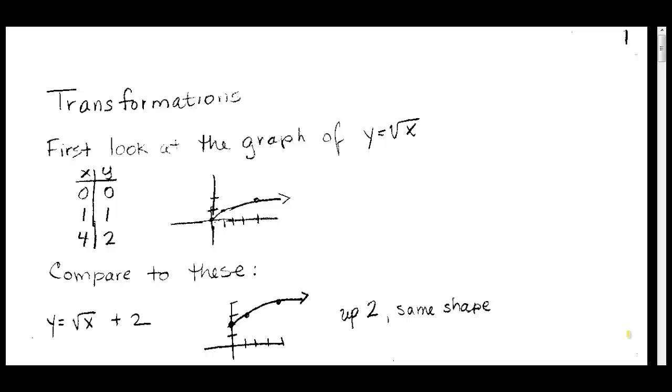Hello, we're going to look at transformations. One of the most useful graphs when you first look at transformations is the graph of y equals square root of x. We'll come back to the handy points of (0, 0), (1, 1), and (4, 2).